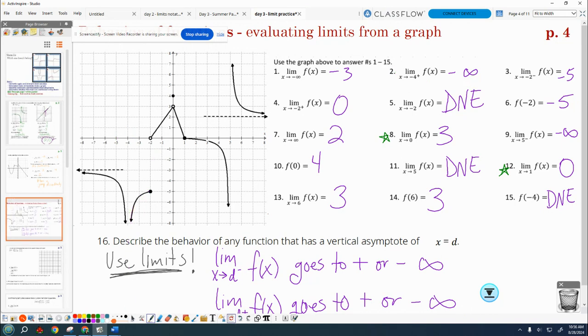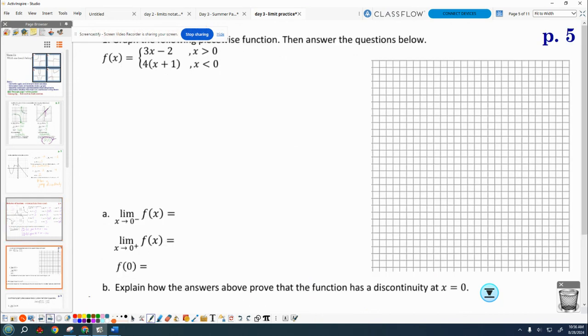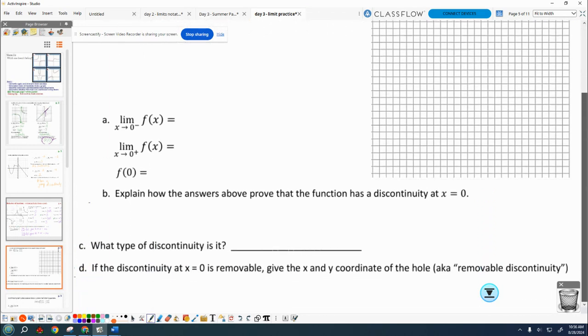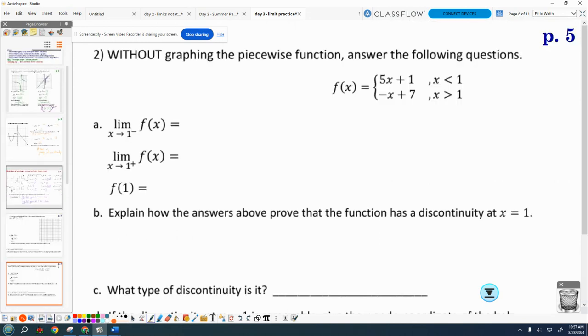All right. Yes, Alistair. Base recipe. You need to fill it up. Okay, I'm gonna skip the top part of page 5, and we're gonna jump to the bottom. Number 2, we're gonna try these without graphing.